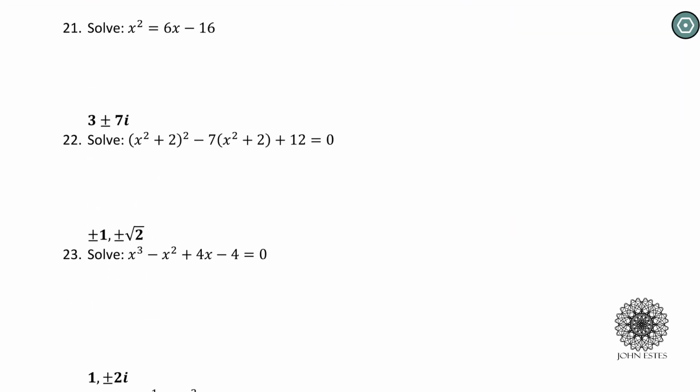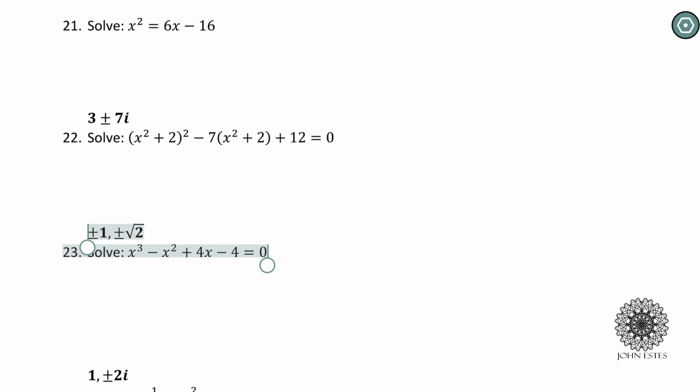21, we have a quadratic equation that when I set everything equal to 0, I get x squared minus 6x plus 16 equal to 0. And I've tried factoring, so I've tried to think of two numbers that multiply to give me 16 and add to give me negative 6. And after a while, you realize that's not possible. So I need to move on to something more sophisticated.